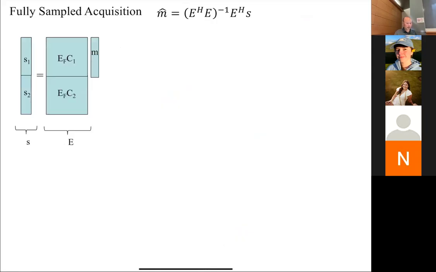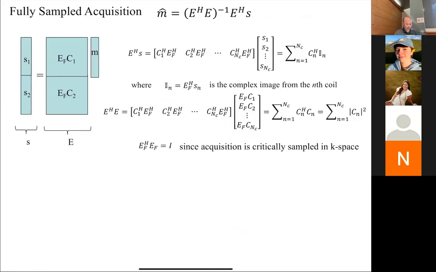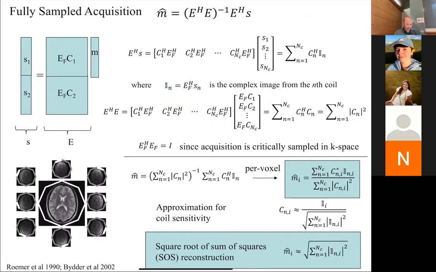So let's look at what that fully sampled acquisition looks like. I'm just going to go through the math and give you the answer here. If I work through the math, solve this, and plug everything in, I end up with this really nice solution, which is approximately equal to the square root of the sum of squares. It means take each of these images, take its magnitude and square it, add them all up, and then take the square root. If you do that, you end up with a pretty good image. So that's a pretty good approximation to the exact linear algebraic solution.